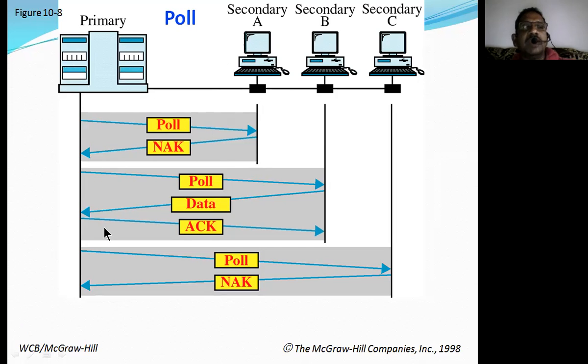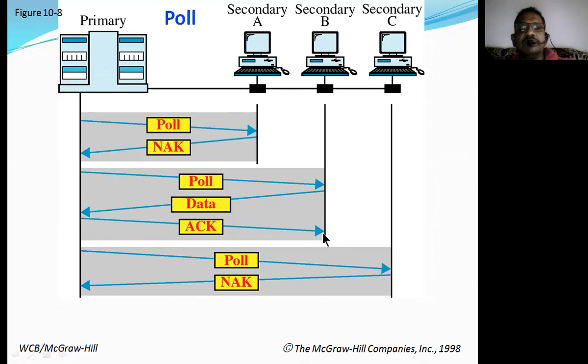Then the primary station will send a polling signal to secondary B. If secondary B is ready to accept the signals, then immediately it is going to send its available data to the primary station. Along with the polling signal, the primary can also embed what kind of data it expects from station B. It can put that in this particular data frame. Then it sends a data frame to the primary station. After receiving, the primary sends a positive acknowledgement.